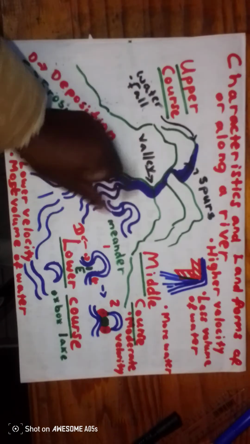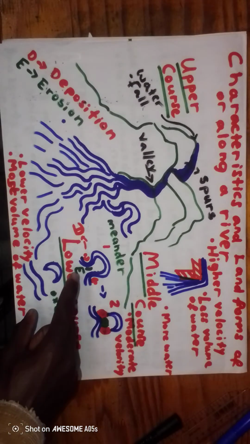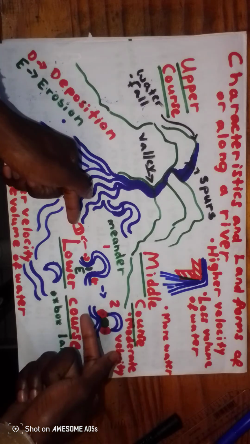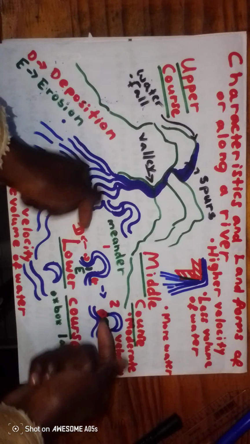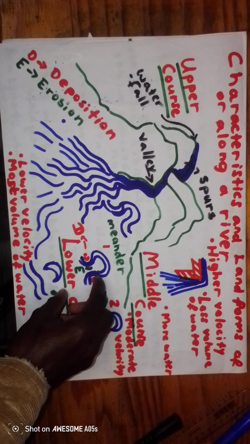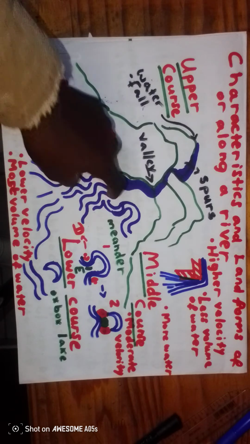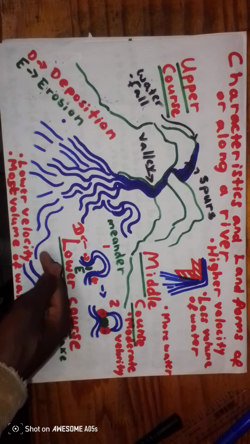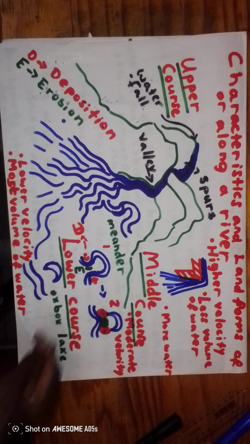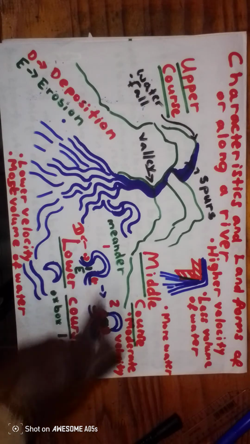Meanders, as you can see, are formed by deposition on the inside of a riverbank. So this is the inside of a riverbank. Let's say this area, that area, this area, that area, that one, that one. That is the inside of a riverbank, and that is where we have our deposition.